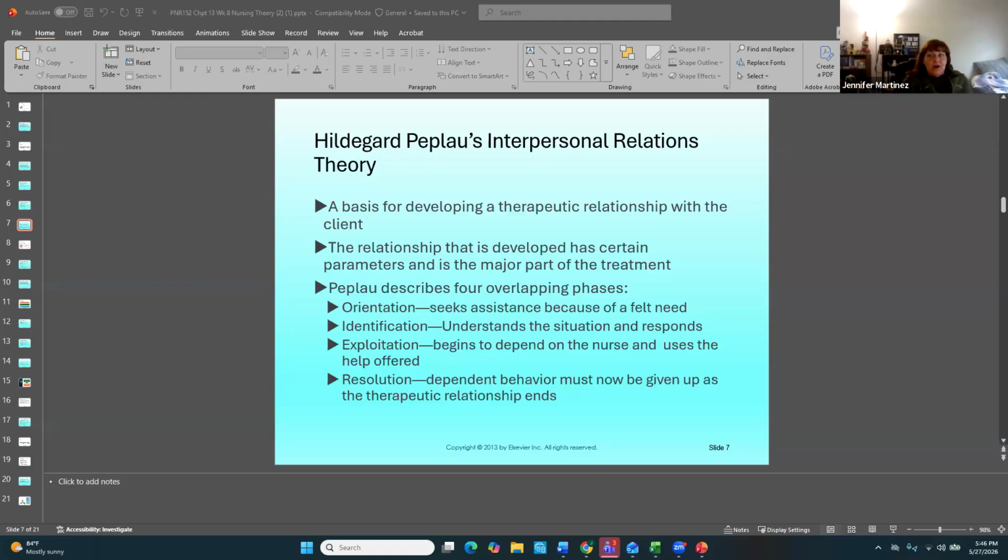Identification: the client now understands the situation and is going to respond to the nurse who is helping them. Exploitation: this is where the client begins to depend on the nurse, and will accept and use the help that is offered. And then during the resolution phase, the dependent behavior that developed is given up because the relationship is now ending, whether it's because they're being discharged, they're being transferred, something along those lines.